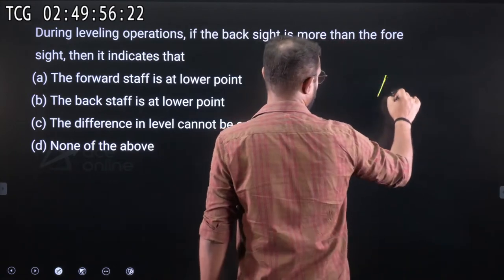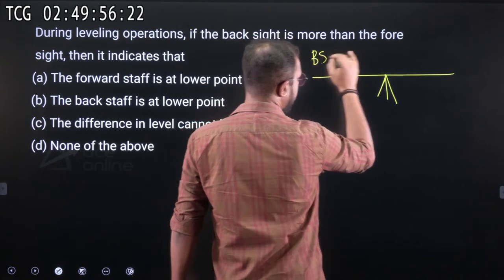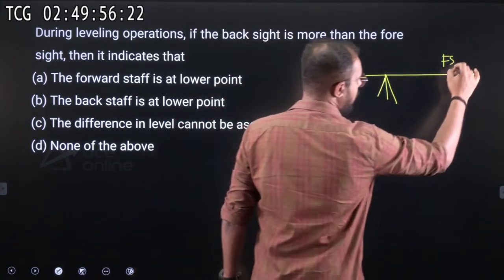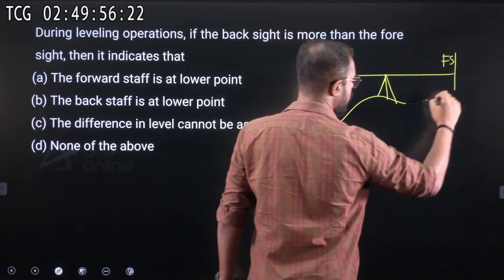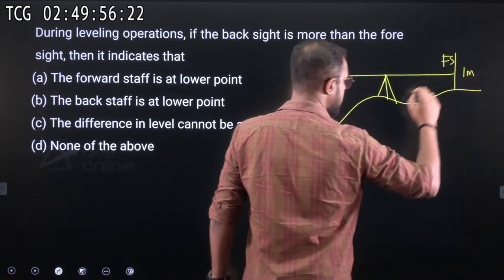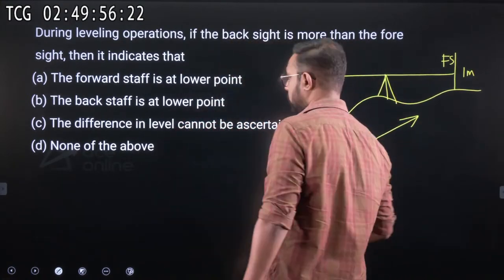Next step. During leveling operation, if the backsight is more than the foresight, what does it indicate? This is where my instrument is. This is where I am taking the backsight, and this is where I am taking the foresight. The backsight reading is more than the foresight reading. So this is 4 meters and this is 1 meter. See how the ground is? The ground is rising from the backsight point to the foresight point.